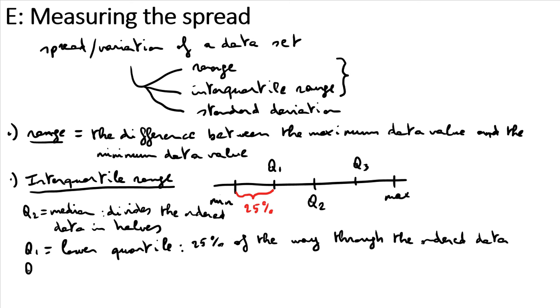And now we have the median. So that means that 50% of all values are lower than the median. So this is 50%. So we can say that we are 50% of the way through the ordered dataset.